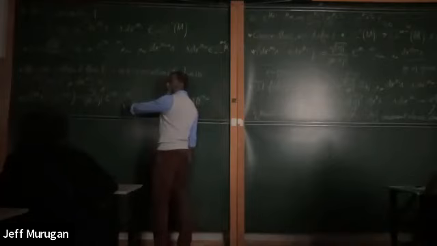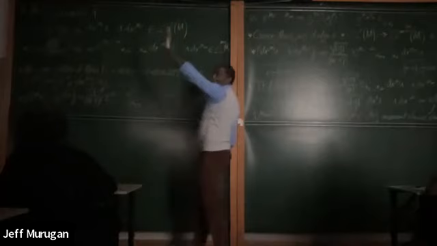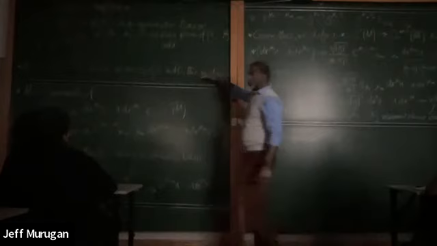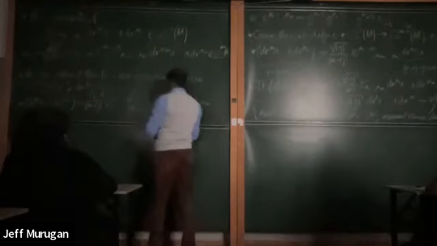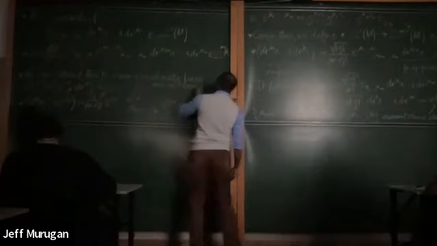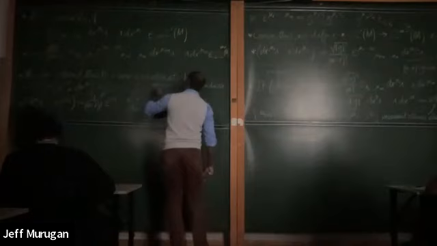So epsilon with these alphas, these non-coordinate indices, is defined in the same way as epsilon with mu's: plus 1, minus 1 or 0, except that instead of raising and lowering indices with the metric g, we raise and lower indices with delta. So the indices are raised and lowered with delta alpha beta.